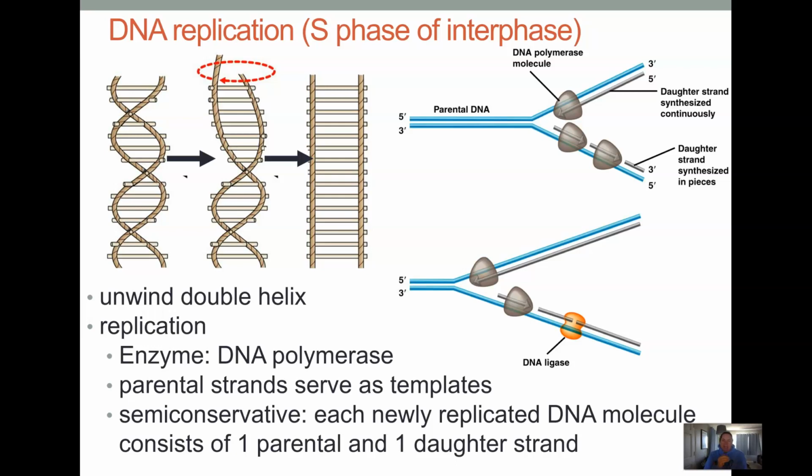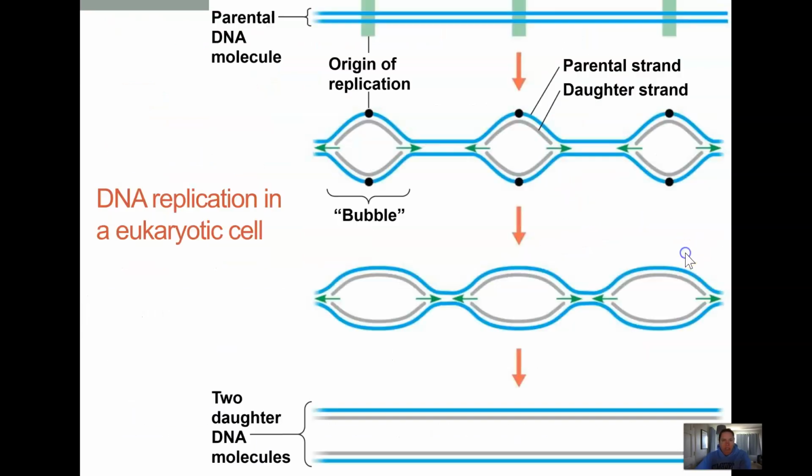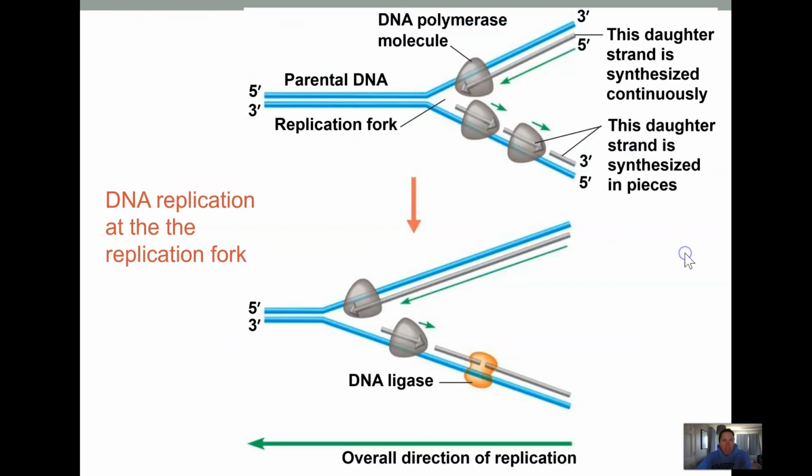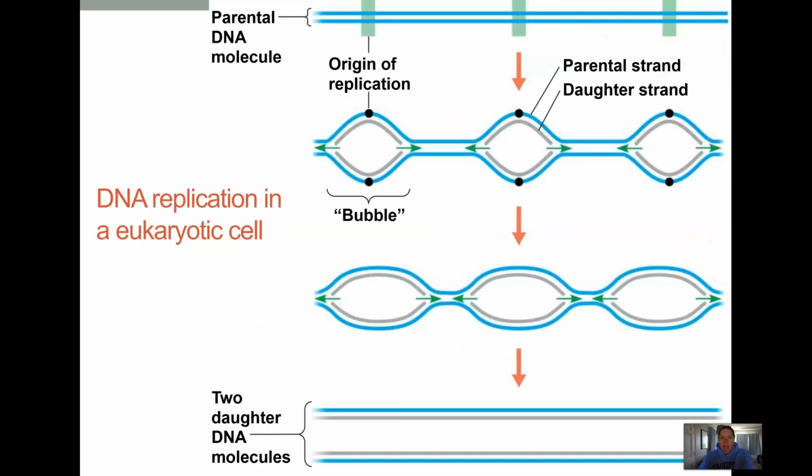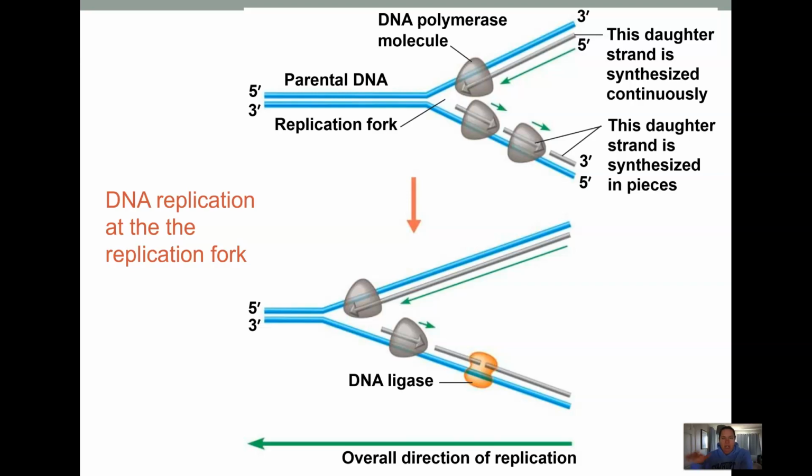But this DNA polymerase can only add nucleotides in a certain direction. In other words, it can only add nucleotides to the 3' end of this growing DNA strand. I think I have better detail in the next slide. Next slide? Okay, yeah, it is in the next slide. So I'll come back to this slide. I want to kind of finish this thought on the directionality.